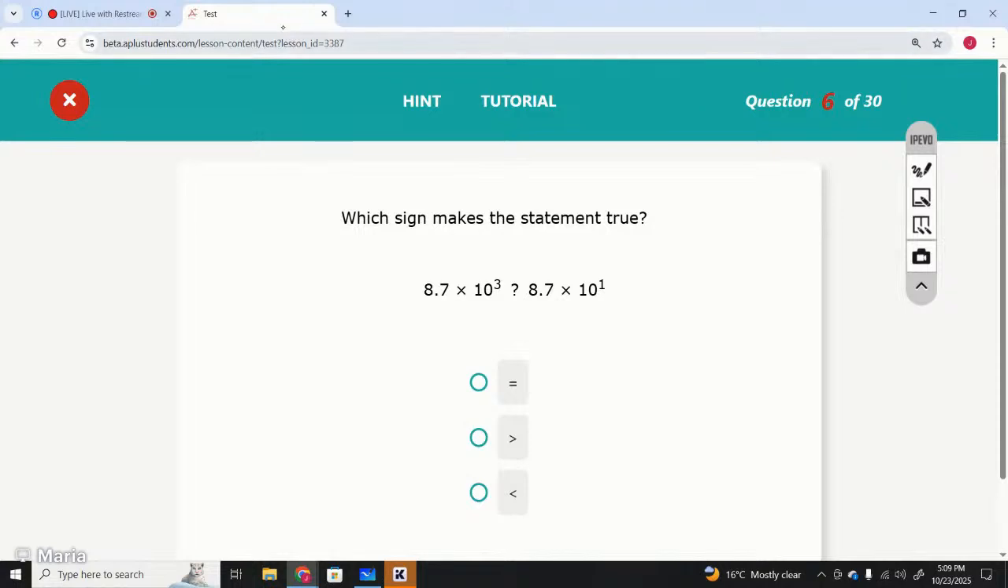Which sign makes the statement true? 8.7 times 10 exponent 3 and 8.7 times 10 exponent 1. That is 8.7 times 10 exponent 3 is greater than 8.7 times 10 exponent 1.